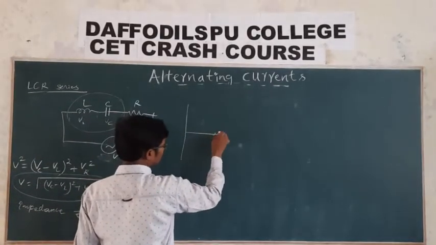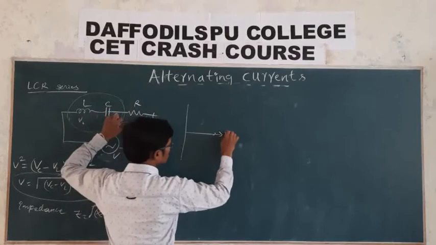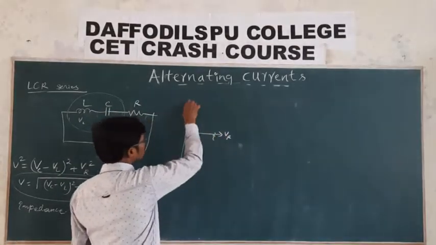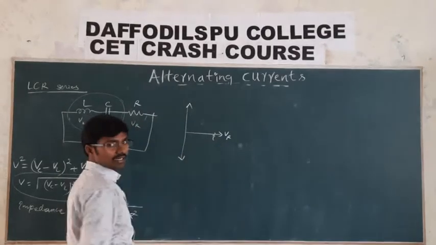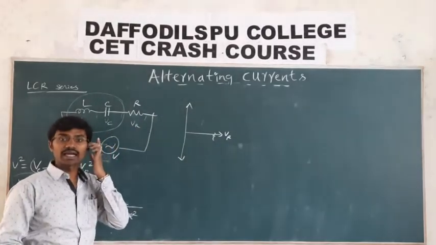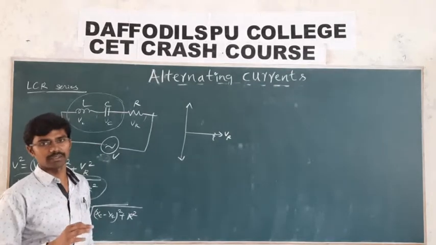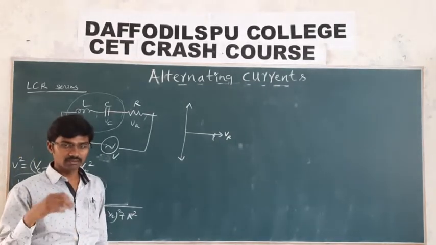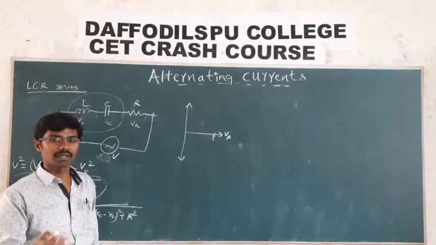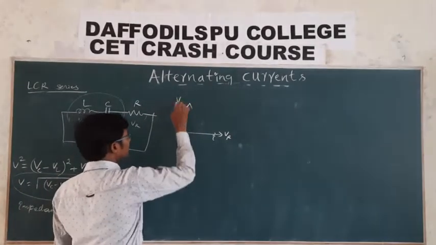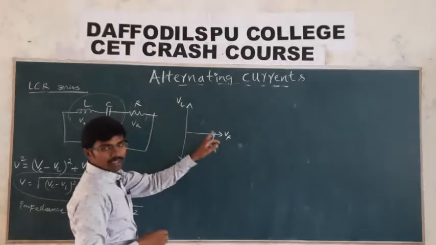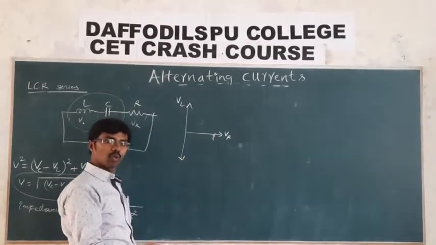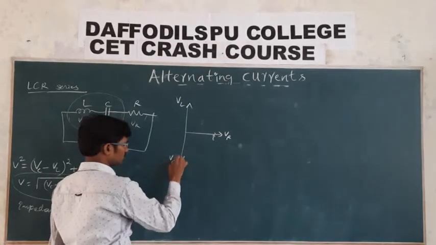For the resistor, voltage and current are in the same phase. For the inductor, as already known, current lags the voltage, which means voltage leads the current by pi by 2. So VL leads by pi by 2. Whereas for the capacitor, current is leading and voltage is lagging.